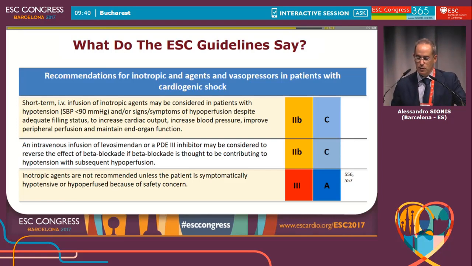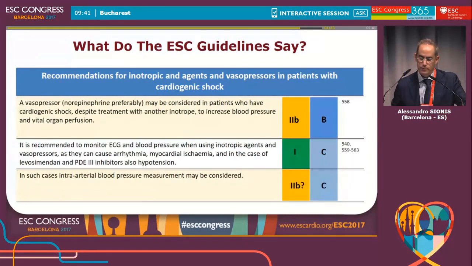It's level C recommendations. They say, okay, use inotropes if you have a patient with hypotension and in shock. You can think about using levosimendan or milrinone or enoximone in patients that were treated previously with beta blocker. If you have to use a vasopressor, use noradrenaline. But again, here the evidence is sketchy, but that's what we have. Monitor patients that are being treated with inotropes and vasopressors.